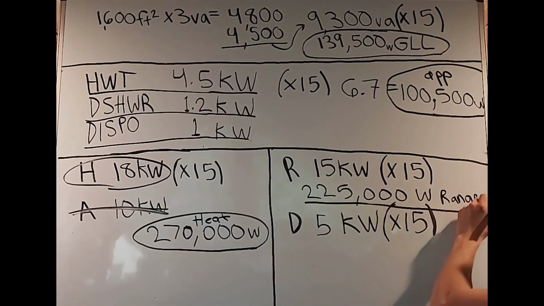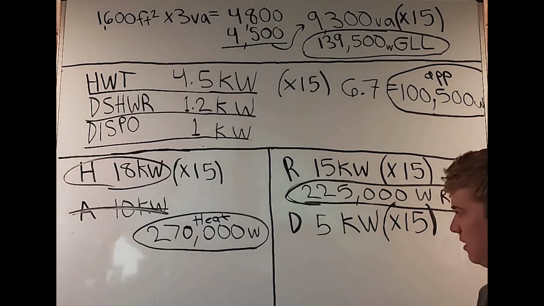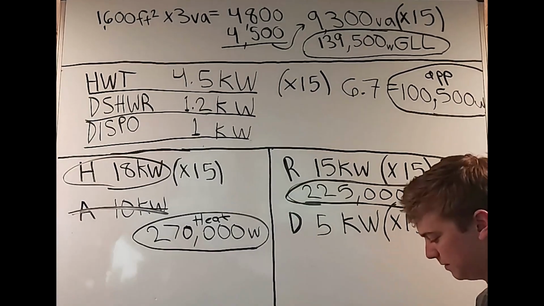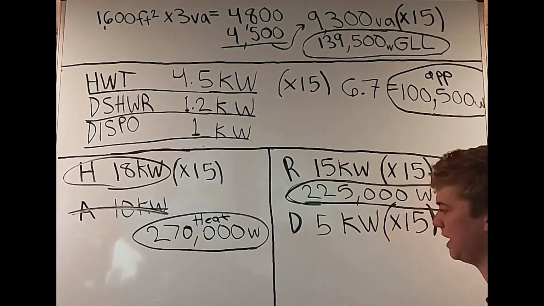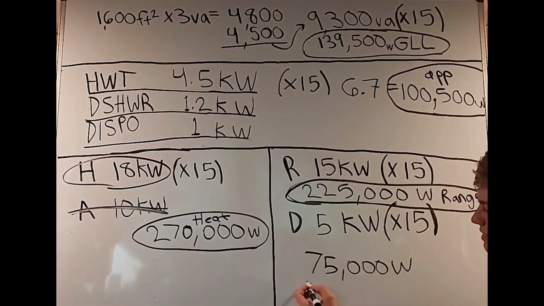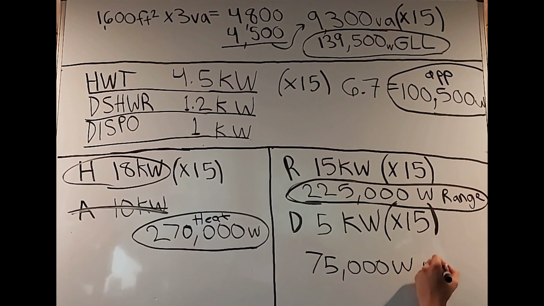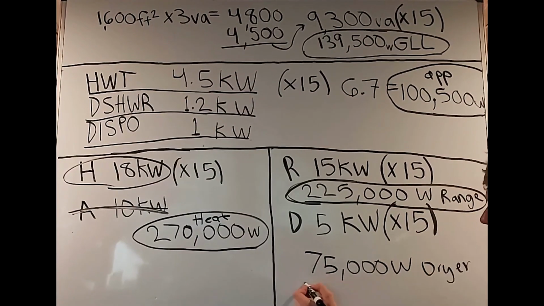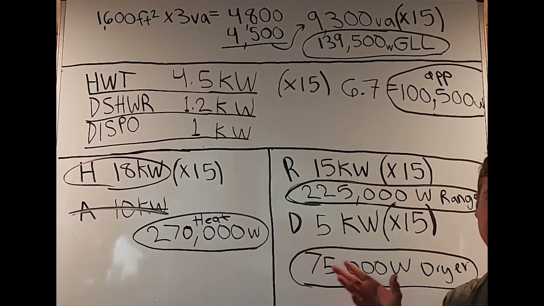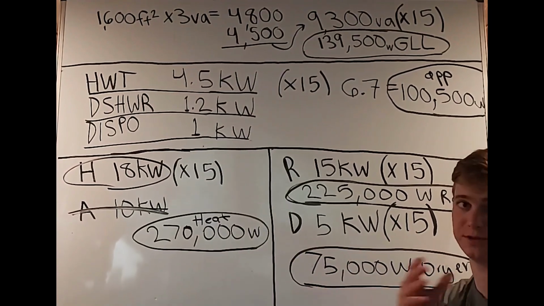And of course, I'm going to give it that circle. And then we get onto the dryer, which didn't have a nameplate. So we chose the 5 kilowatt minimum times 15. We have 75 kilowatts. Now we have 75,000 watts, and that is for our dryer. Don't forget to label it. It'll make it a lot easier, and it'll probably actually save you time. Now we have all of our numbers. We can add them together and find our demand factor.